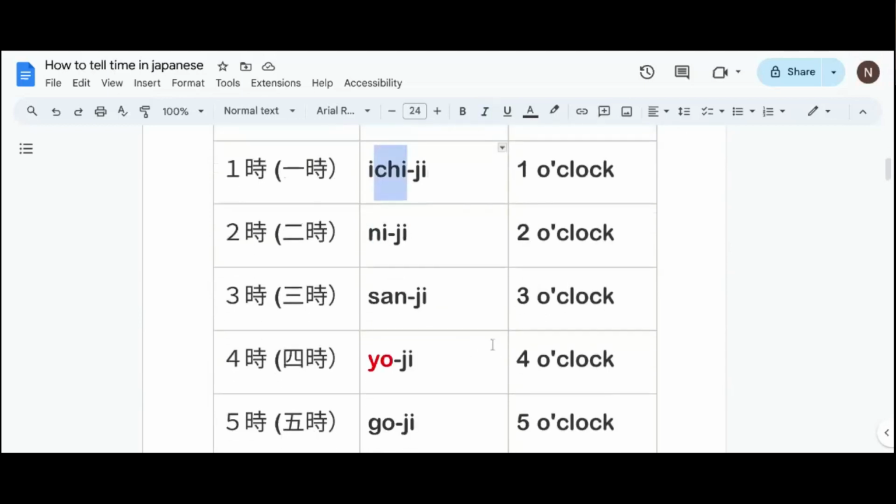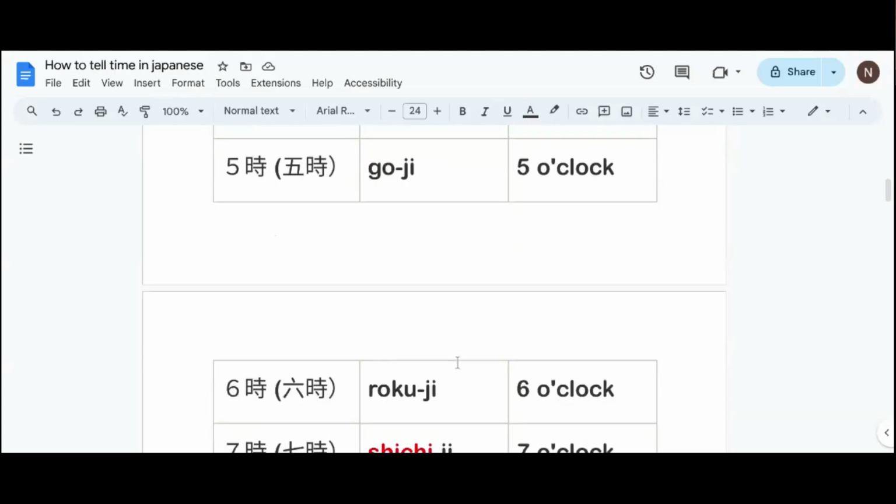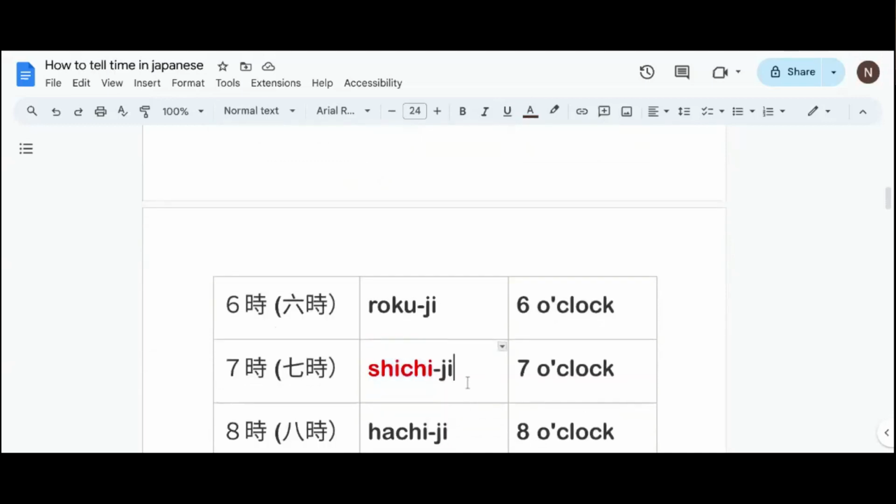And then if it is 4 o'clock, it is not yonji, but only yoji. Okay? Without the n. It is yoji for 4 o'clock. 5 o'clock is goji. Rokuji for 6 o'clock. And then 7 o'clock is shichiji. Shichiji. We don't use the word nanaji, or nana for 7, for the time. But instead, we use the word shichiji. Okay? Remember this. That's why I highlighted this.